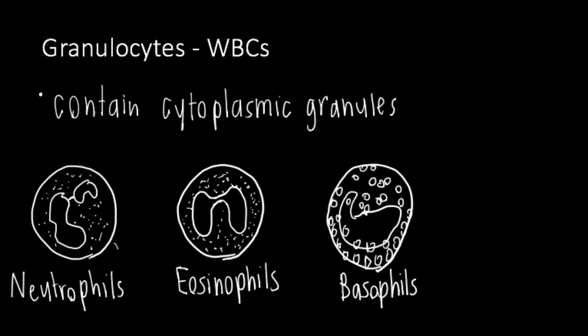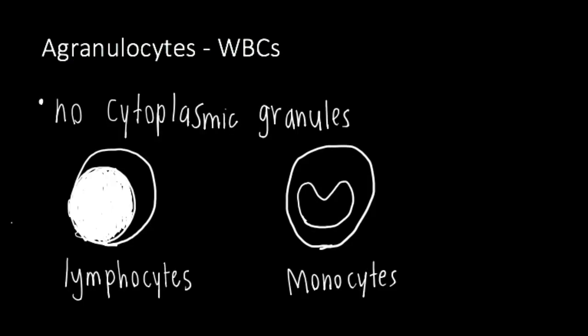I feel like the definition is literally in the name, right? So granulocytes contain granules. There are 3 types, which consist of neutrophils, eosinophils, and basophils. On the other hand, agranulocytes do not have cytoplasmic granules, so they consist of lymphocytes and monocytes.